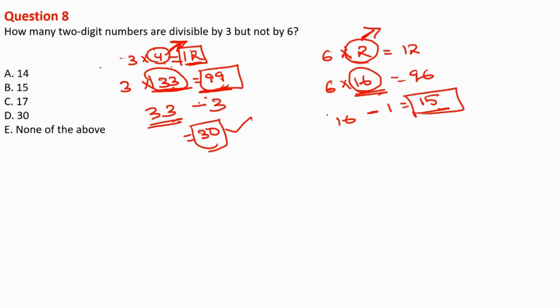So how many numbers are divisible by 3 but not by 6? Obviously the difference, 30 minus 15. That's 15, because all the numbers that are divisible by 6 are automatically divisible by 3 also. That's the divisibility rule for 6. So 15 such numbers are divisible only by 3 but not by 6. Hence option B, 15, is our answer.